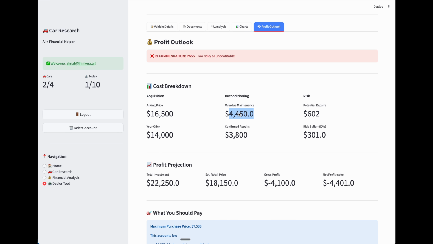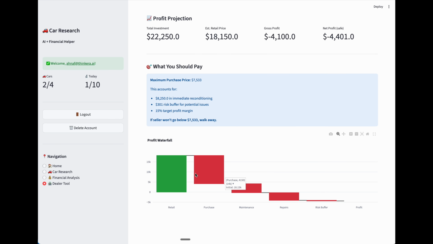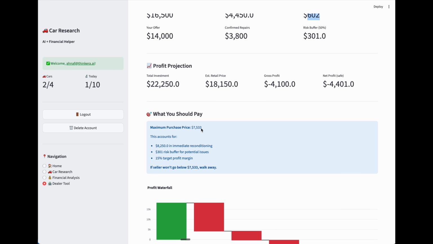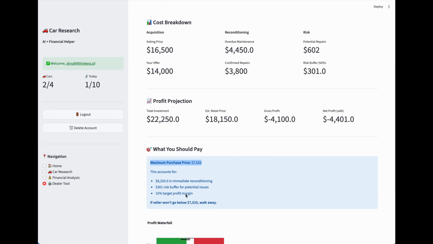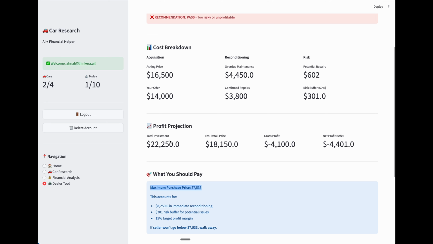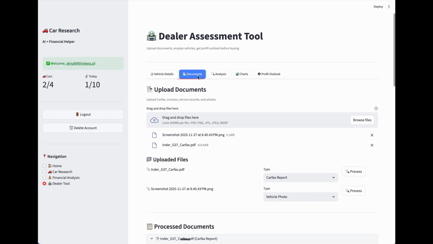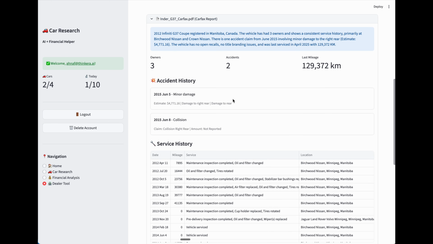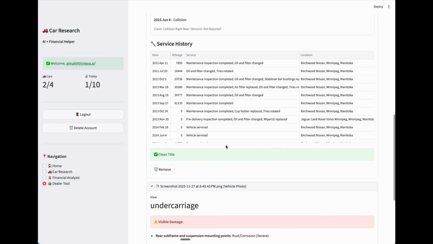Asking price, the maintenance is this much, confirmed repairs will be this much. Again, potential repairs. Eventually, I should make it so that you can modify it. Maximum purchase price 7.5k. I think this should be modified. It does work on the total, but I think a lot of these figures are also biased a bit towards the buyer.